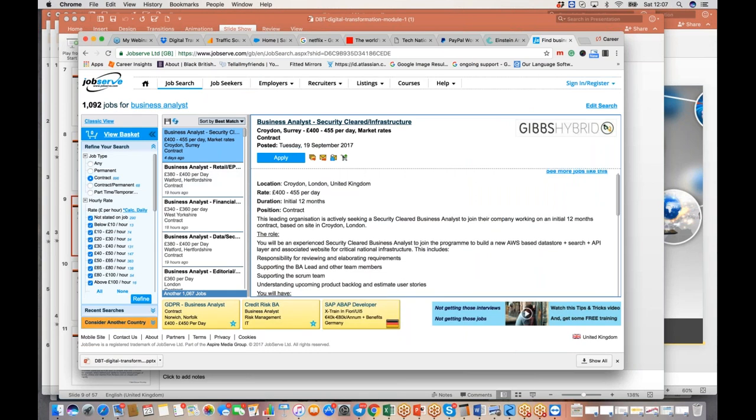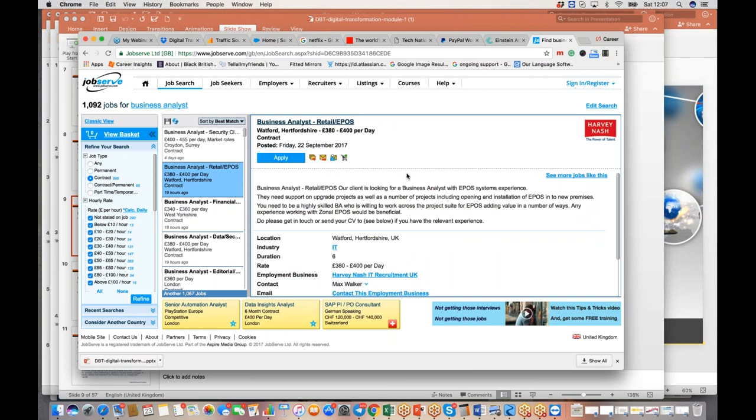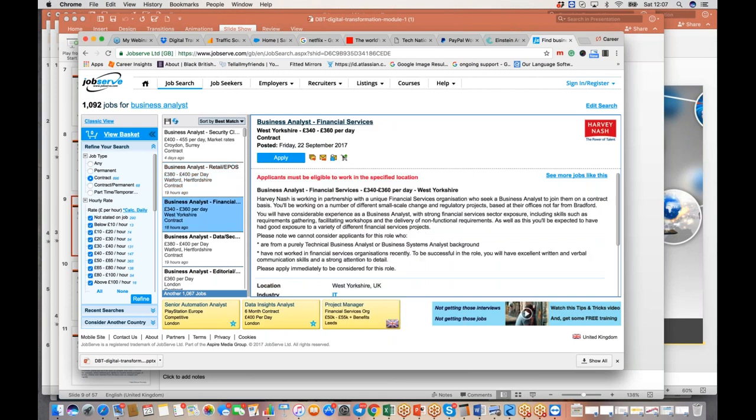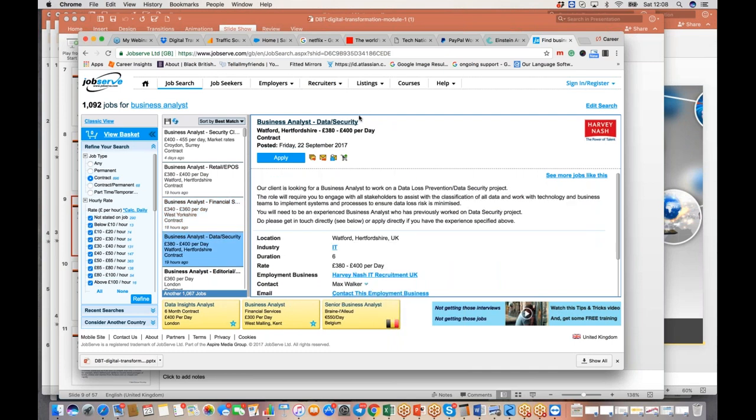AWS. Does anybody know what AWS is? Amazon Web Services. Yeah. So that's digital. This is a digital job straight away. Let's carry on. Retail, EPOS, that's digital straight away. Business analyst, financial services. Let's see. From a purely technical business, digital straight away. The business analyst, data. You cannot find a BA role or a PM role that they are just looking for a PM or BA without specialist skills in digital.